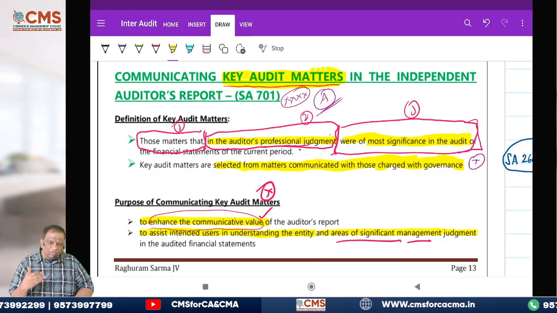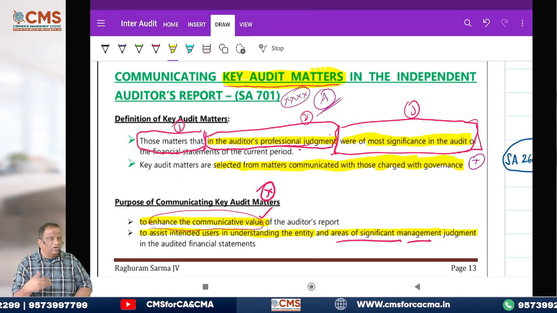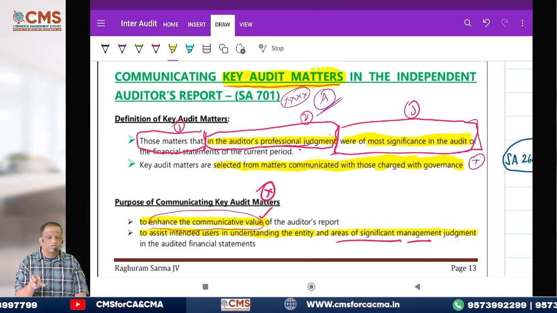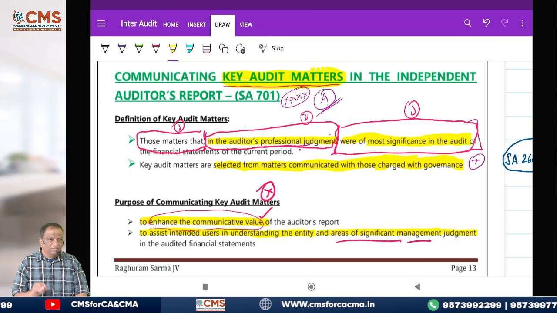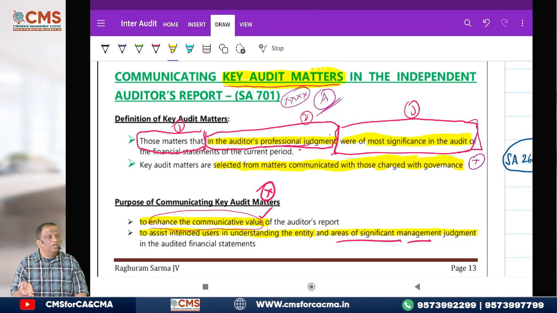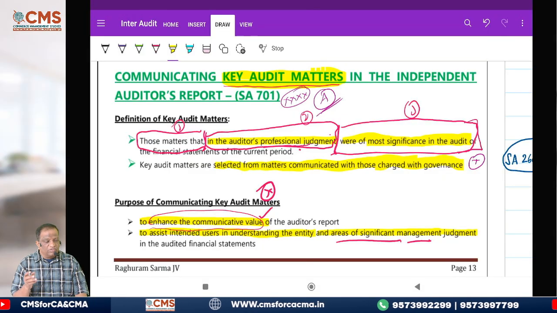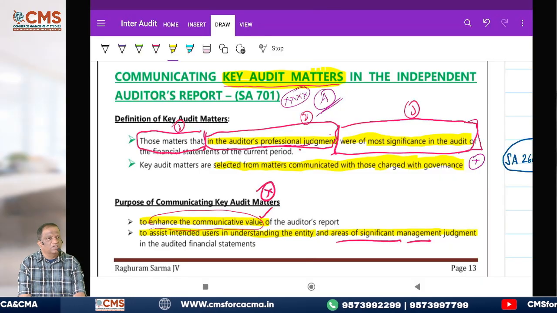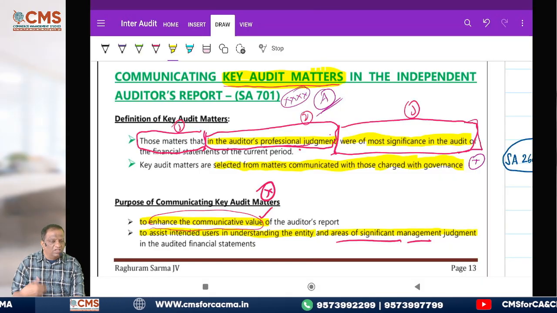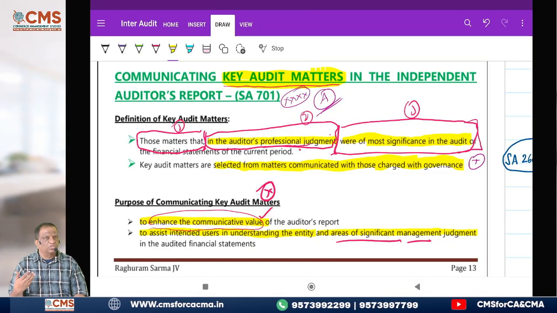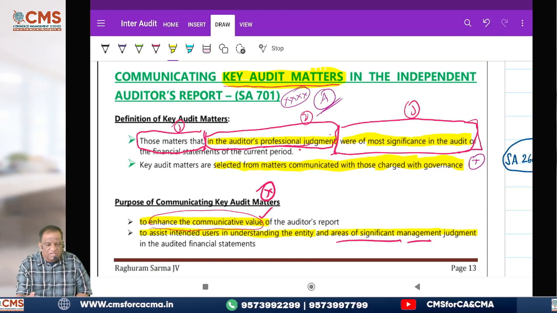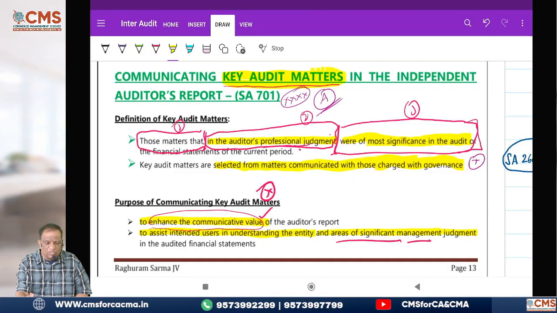So the auditor wants to talk about his struggles, or his challenges and how he came out of it. So that is what this KAM is. Whereas our EOM or OM are the matters which the reader must read so that he can understand the financials in a proper way. But this is something about knowing, okay, when my auditor was doing the audit, what were all his challenges? How did he overcome them? So that is the difference between this 701 and 706.